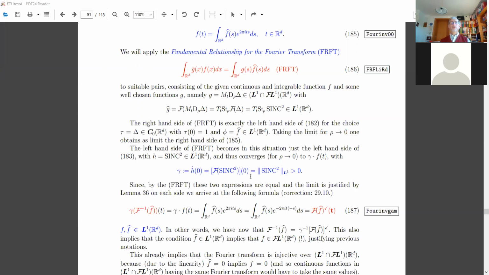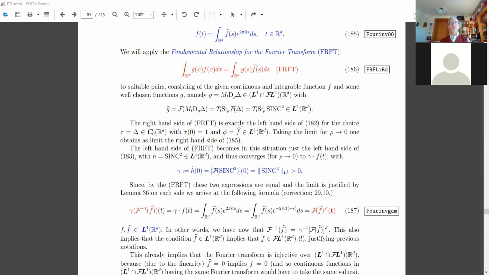The only problem that we had, and I really realized that this is a delicate point in the argumentation, is that the factor we get by pulling this out on the other side is the L1 norm of the sinc squared function, or the value of the Fourier transform of the delta. That is clearly some positive number, but we have to determine what it is.